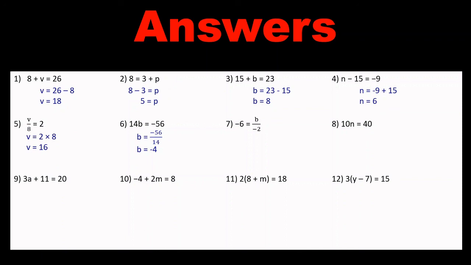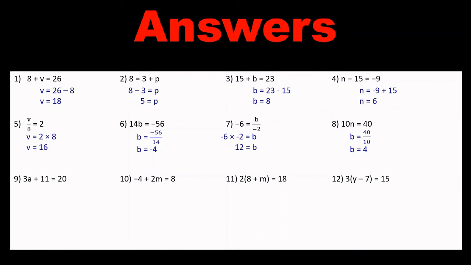For question 7, to get the b on its own, we will multiply by negative 2. Notice we changed the division to a multiplication. We did not change the sign of the minus 2. And of course, remember negative multiplied by negative gives a positive answer. For question 8, to get the n on its own, we'll divide by 10.